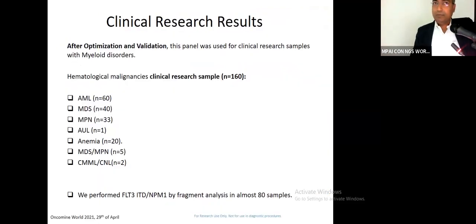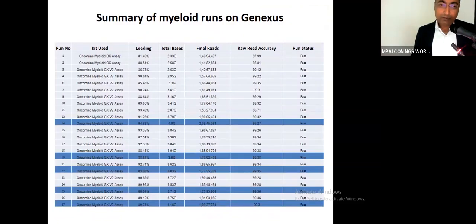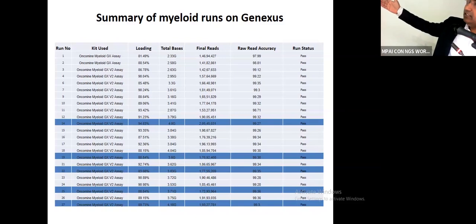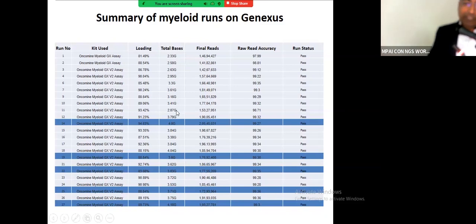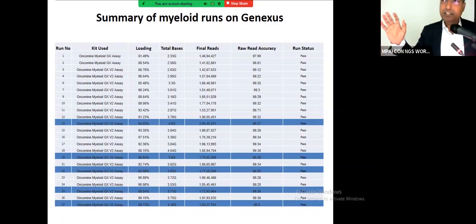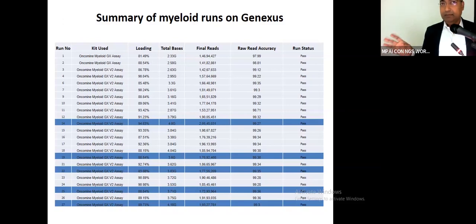Subsequently, after this optimization, we have run more than 100 runs on GeneXus, 600 samples, all sorts of samples. And we are getting uniformity in the runs. Just to share the data from 13 runs: the total bases being run, the reads being generated, the loading, and mind you, this is automated loading. We don't do anything in that. We just load the sample. After that, it is fully automated. Whatever is prescribed is prescribed.